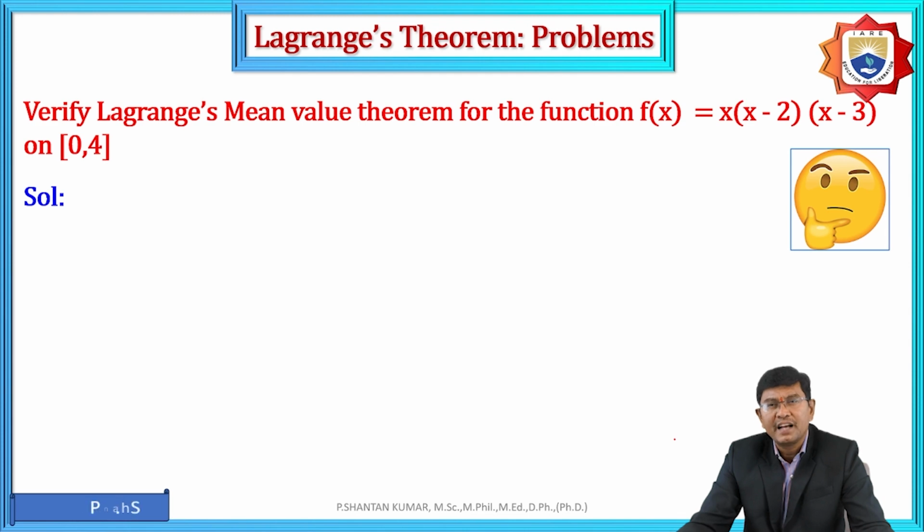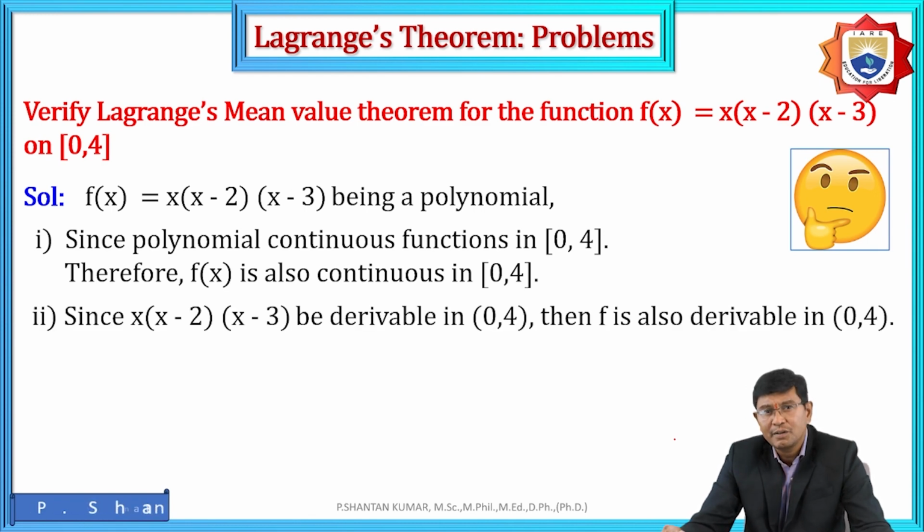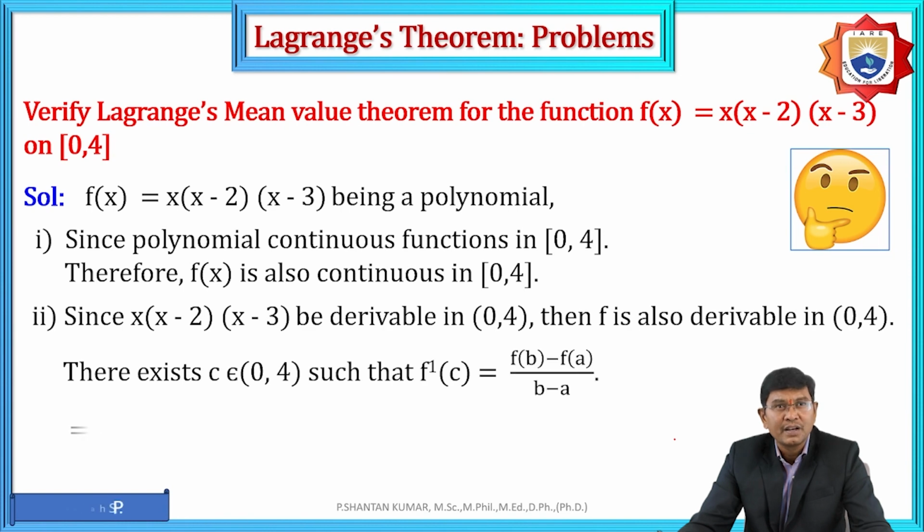Further, here also, the polynomial function is a continuous function. There is no particular value at x equal to 0 where it becomes infinity, therefore it is a continuous function. In other terminology, every polynomial function is also continuous in the closed interval 0 comma 4. And we need to find the derivative of x into x minus 2 into x minus 3, which is 3x square minus 10x plus 6.